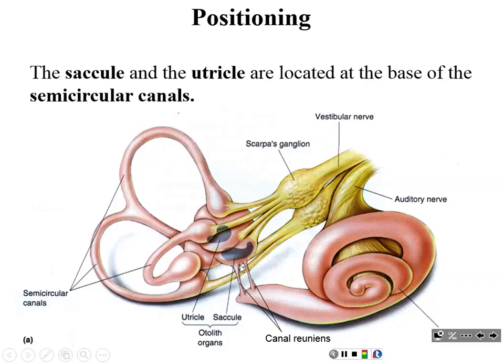The saccule and the utricle are located at the base of the semicircular canals. Okay? I know I'm repeating these concepts over and over, but it's so you understand later on how all of these structures work.